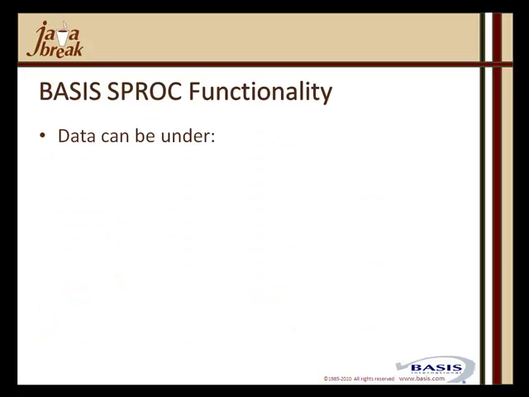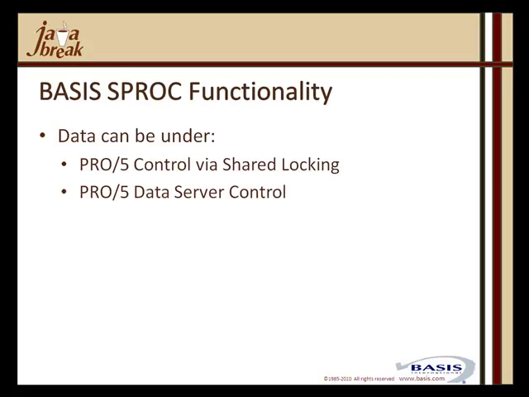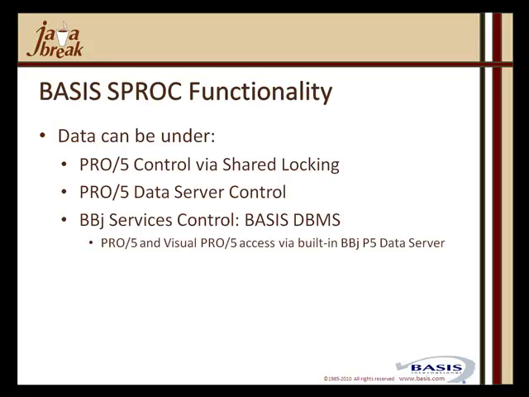Now your data for your Basis stored procedure can be under control of Pro 5. And so therefore you'd give access to BBJ, which is where the stored procedure resides, via shared locking. You could also retain control of the Pro 5 data server and direct BBJ's access to the data via the Pro 5 data server. And finally, you could use BBJ services to control access to your data using the Basis database management system. If you had Pro 5 and Visual Pro 5 clients that needed to have access to the data, you could give that access to it via the BBJ Pro5 data server.